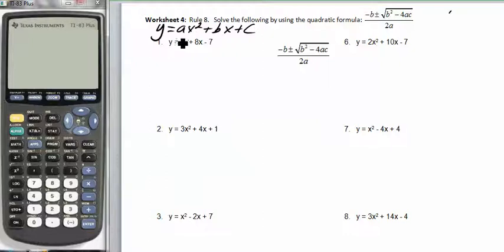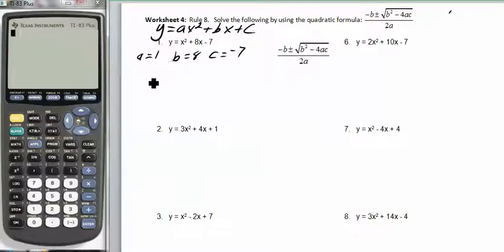Okay? So these are the a, b, and the c in this formula. So all we do is we figure out what these are. So this one, a is 1, b is 8, and c is -7. And we just plug these values into our formula.